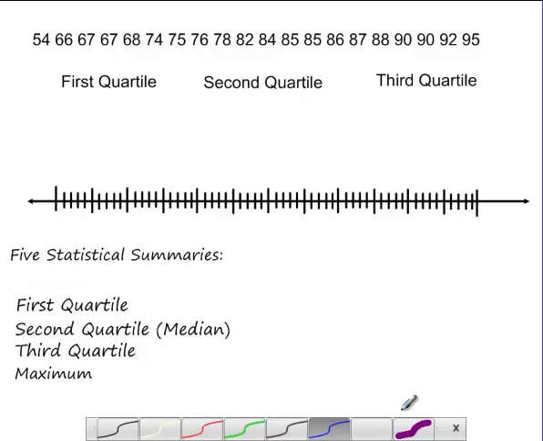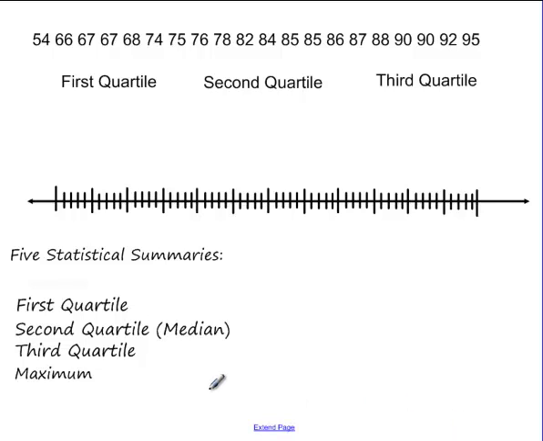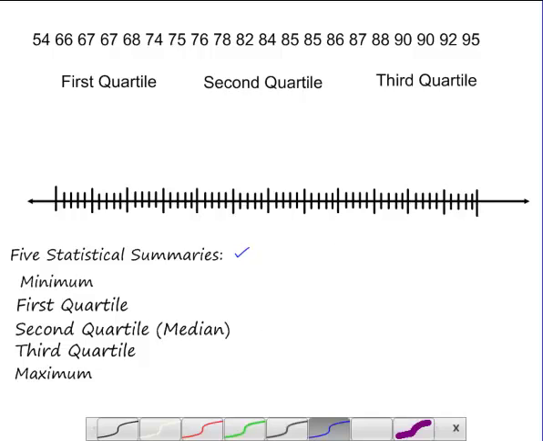I have to make a box and whisker, and a box and whisker is based on these 5 statistical summaries. It's based on the first quartile, the second quartile, the third quartile, the maximum, and, don't know why it didn't show up, the minimum. Alright, second quartile is the median. Well, you understand what the median is, so let's do that.